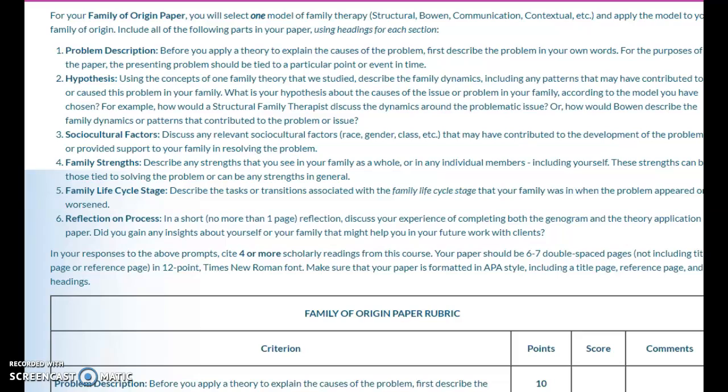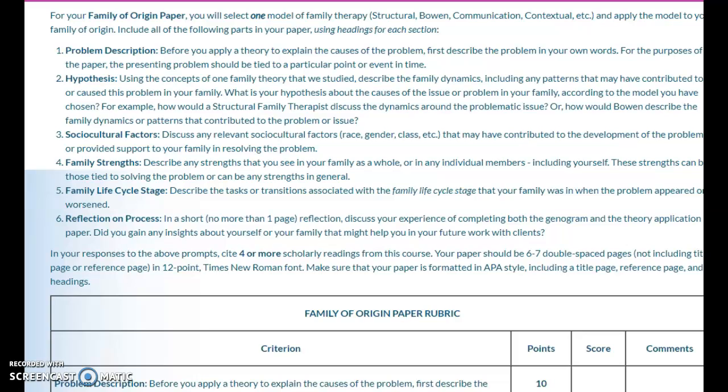Third, you'll be describing any sociocultural factors that may have contributed to the problem, as well as sociocultural factors that may provide some resiliencies or help in the resolution of the problem. Fourth, you will be describing your family strengths. It would be best to describe strengths with each individual as well as strengths for the family as a whole. If the problem you chose includes extended family, it might be more appropriate to focus just on your immediate family for this section.